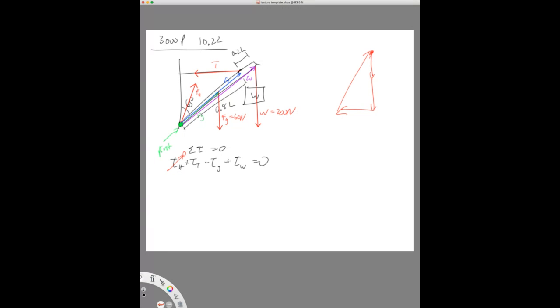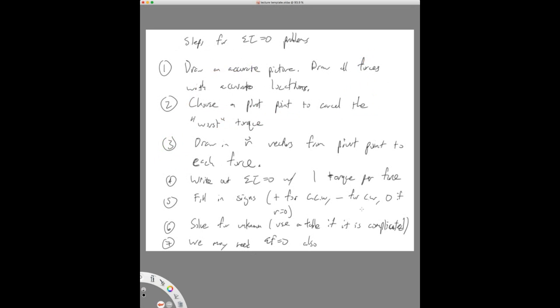Again, if you have trouble visualizing this, hold your pencil at the bottom tip, hold it at an angle, and then push in the direction of the forces and see which way it rotates. That will help you figure out if it's going to go clockwise or counterclockwise. Okay, so that was step 5. We filled in the signs.